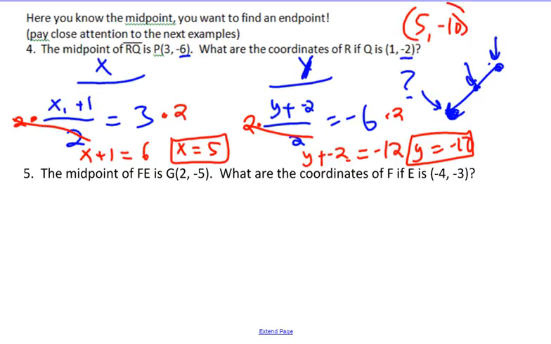And to check that, you can plug it back in and try it the other way if you'd like. Alright, so I'm going to leave this one for you. I'll come back and show you the answer in a little bit. But it says the midpoint of FE is G, which is 2, negative 5. What are the coordinates of F if we know E is negative 4, negative 3?